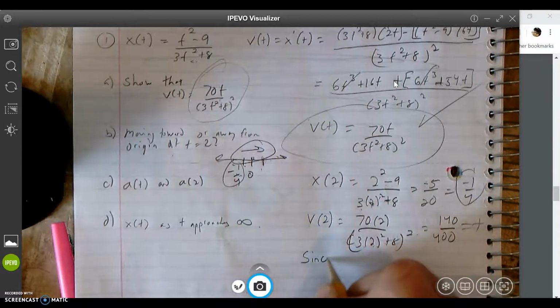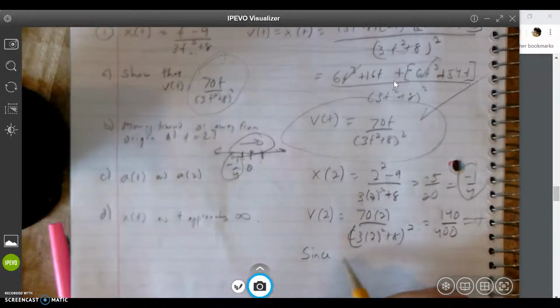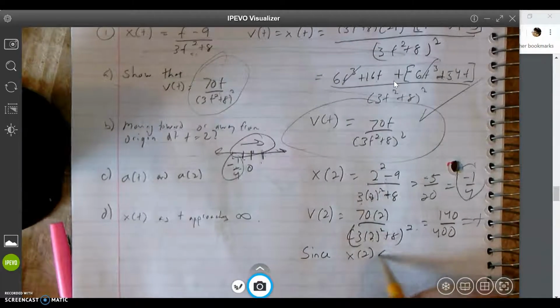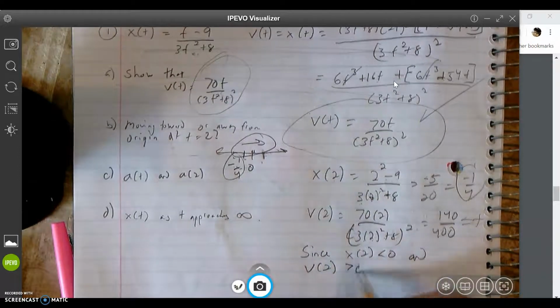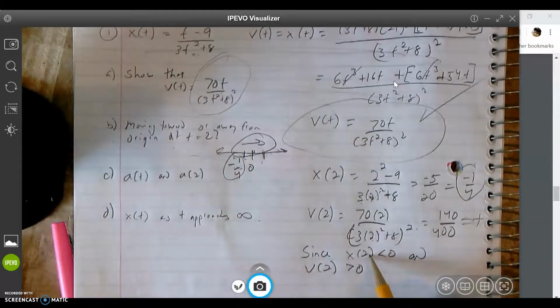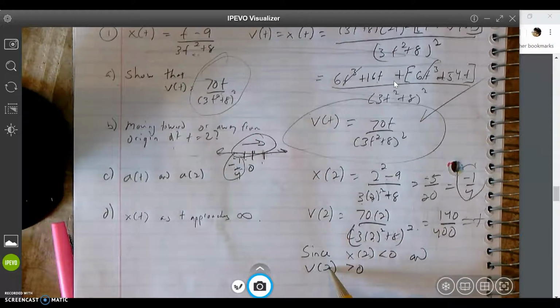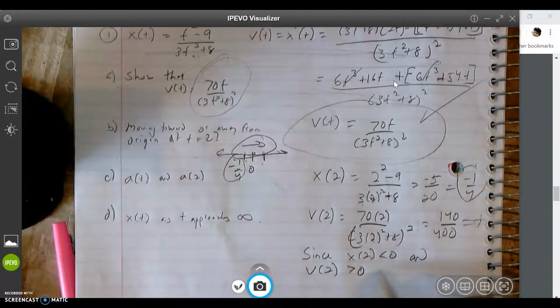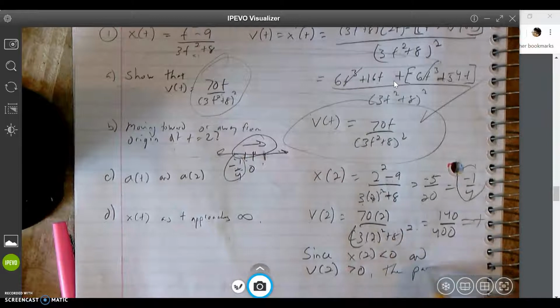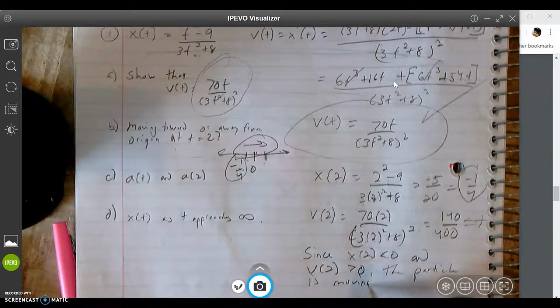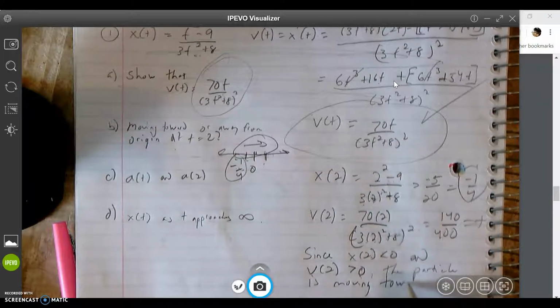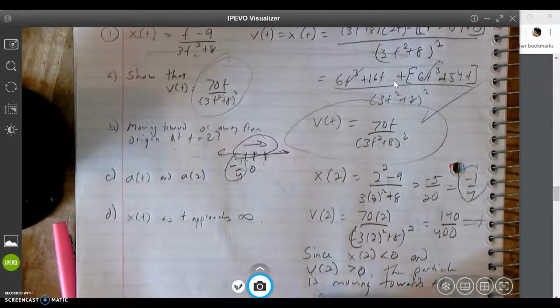So it says explain, so we have to do a little explanation. Since x of 2 is less than 0 and v of 2 is greater than 0, so the position is to the left of the origin, but the velocity is moving to the right. That's essentially what I'm saying. The particle is moving towards the origin.